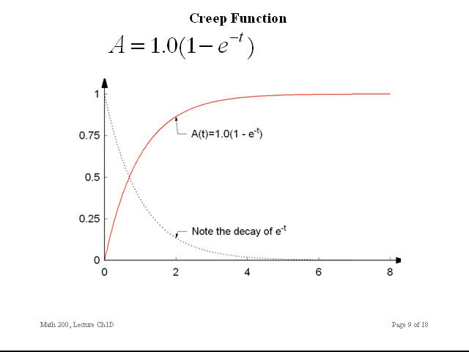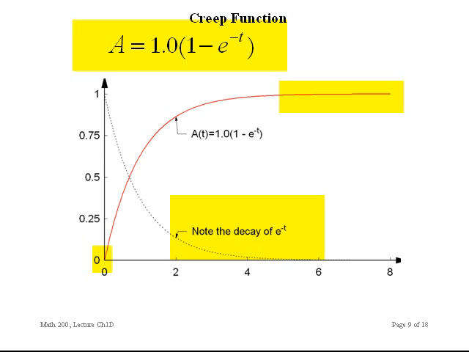And here's a plot of a particular creep function where I've set a max to 1 and k to 1, so we can see its behavior. It starts here at 0 and it creeps up until it approaches asymptotically the line a equals 1. And that's the behavior we deduced algebraically on the previous slide. Note the very smooth decay of e to the minus t, and that's reflected in that smooth increase in the creep function as it approaches its asymptotic value.